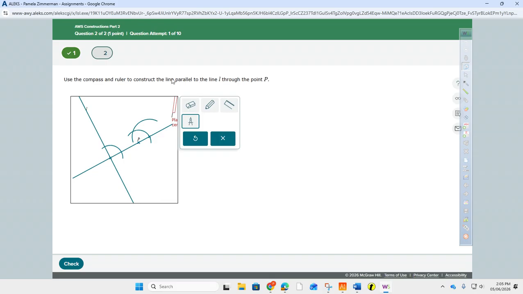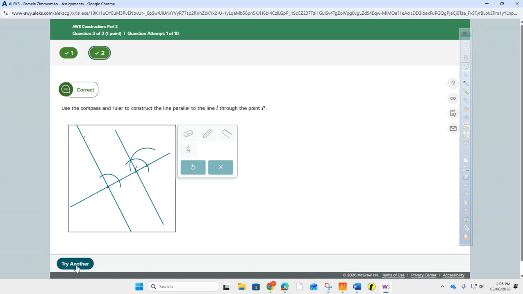Now remember, the line is supposed to be parallel to line L, so this is line L. So we've got to draw our line this way between this point and the intersection of our two arcs. So we use that straight edge and a pencil, and we draw them. Now we're going to check it.